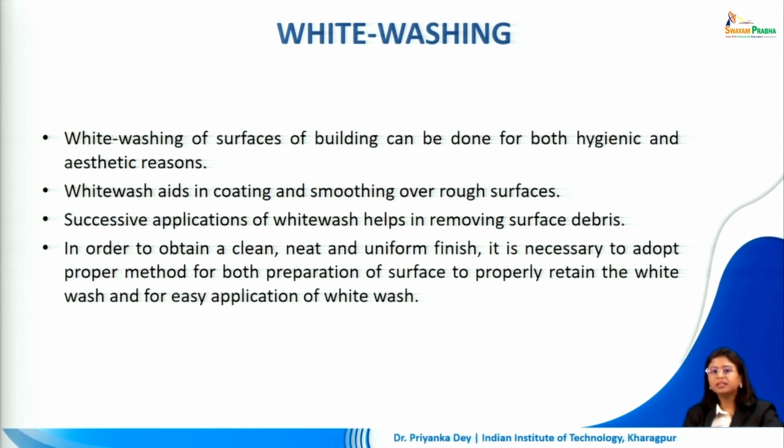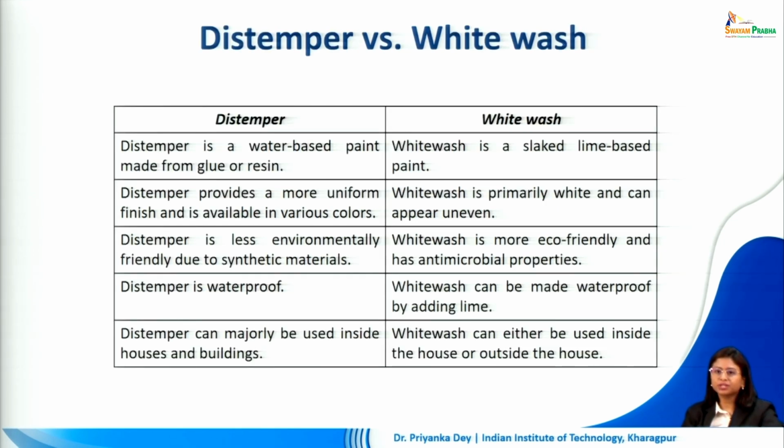In order to maintain a clean, neat and uniform finish, it is necessary to adopt proper method for both preparation of the surface and to properly retain the whitewash, and for easy application of the whitewash itself. Now because we are studying whitewash and distemper together, let's see what are the salient differences between both of these. Now distemper is a water-based paint made from glue or resin, whereas whitewash is slaked lime based paint.